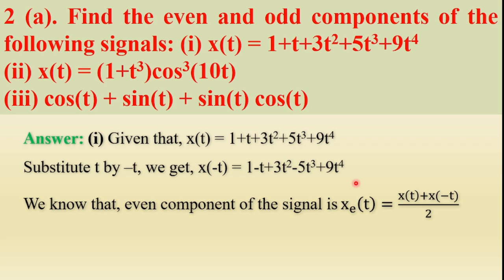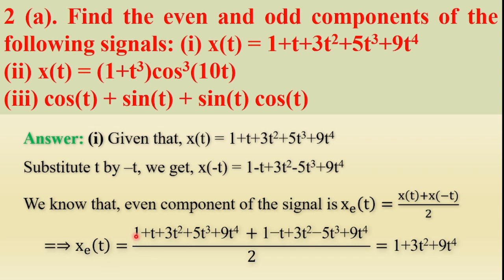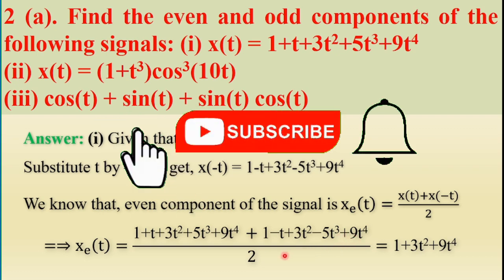We know that the even component of the signal is defined as xe of t is equal to x of t plus x of minus t by 2. Now here x of t and x of minus t values are there, and we substitute them into this even component expression. We get xe of t is equal to 1 plus t plus 3t square plus 5t cube plus 9t power 4 plus 1 minus t plus 3t square minus 5t cube plus 9t power 4, divided by 2.